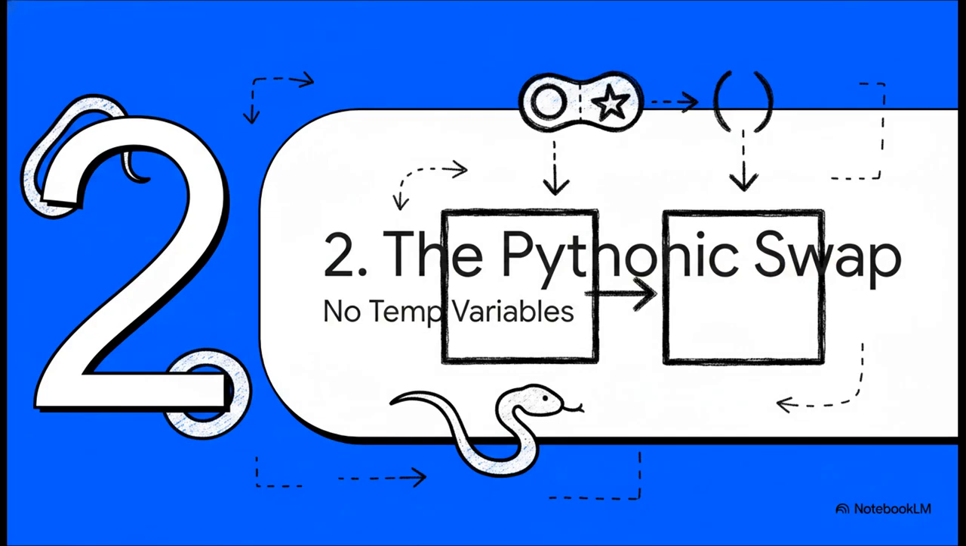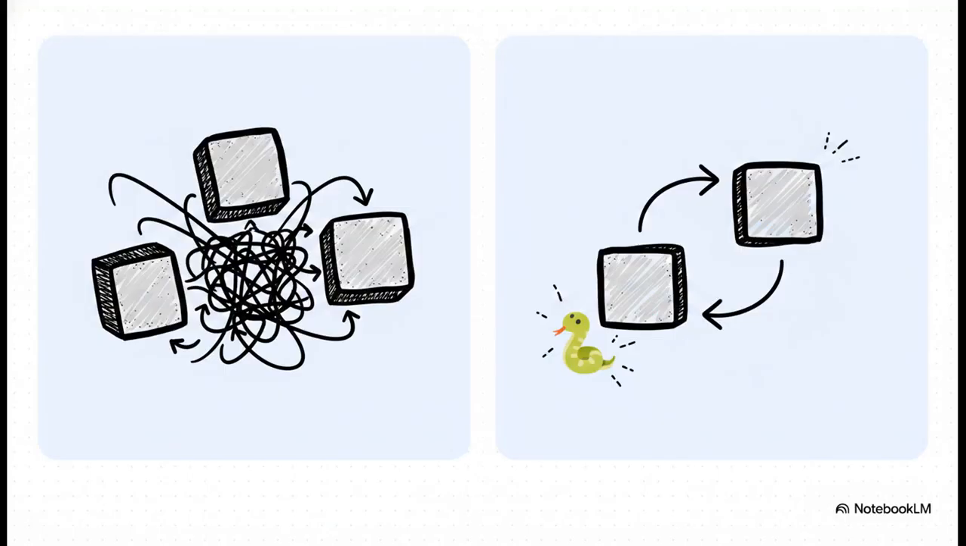Section 2. The Pythonic variable swap. Now for the prestige. This is the moment where Python's elegance truly shines. Let's see how our newfound knowledge completely eliminates the need for that temporary middleman variable. In older languages, you're forced to use an awkward third variable. You know the drill. Temp equals A, A equals B, B equals temp. It takes 3 whole lines of code just to swap 2 values.